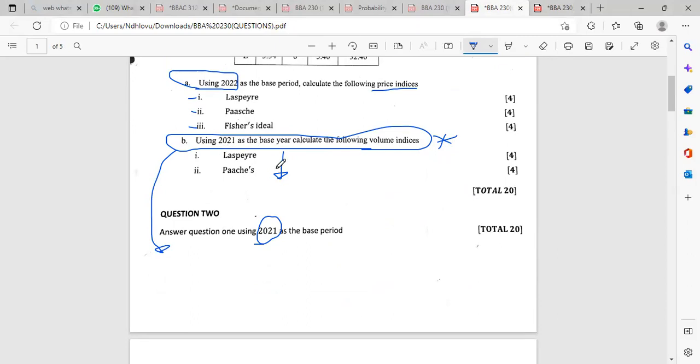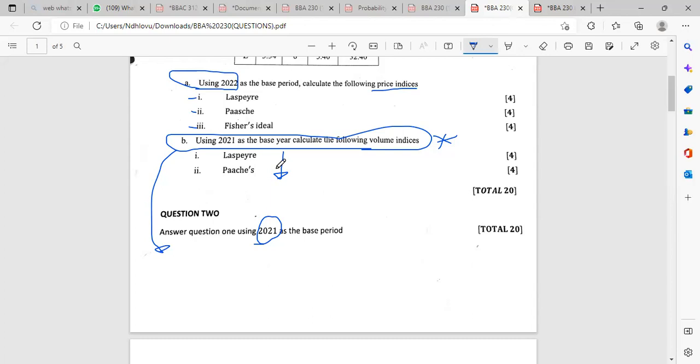I'm sure you get my concern there. Yeah, now, I think that's very clear. No, wait. Now on question 2, where it says using 2021 as the base period.